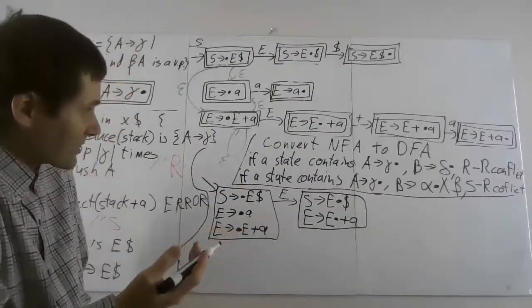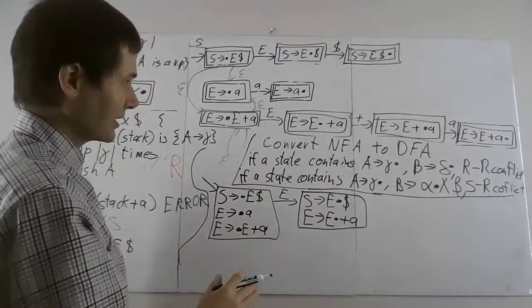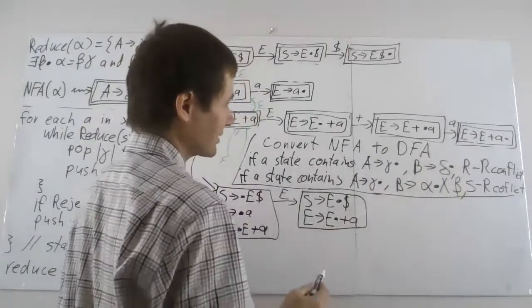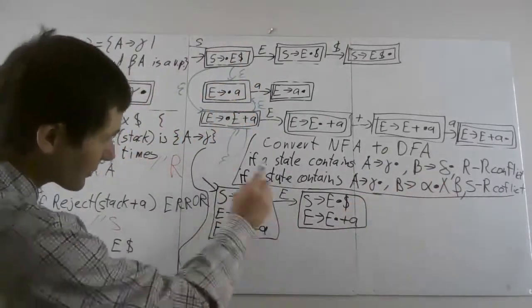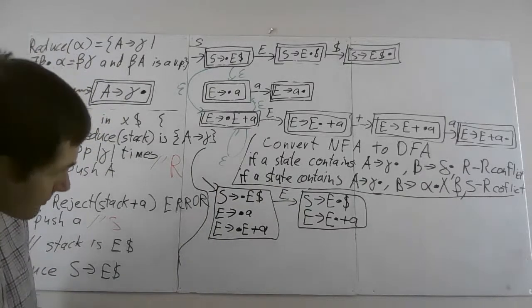By the way, as I'm doing this, I should be checking that there are no conflicts. Do I ever have a state with a dot at the end and another dot at the end, or a dot at the end and a dot in the middle? So far, there are no dots at the end, so I'm safe from any conflicts.